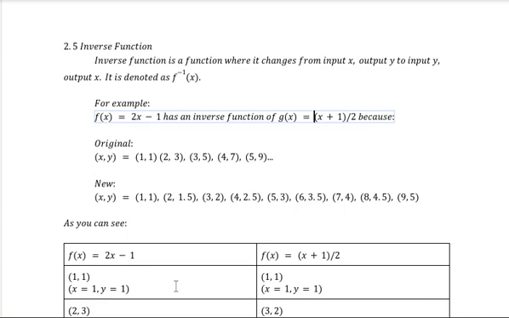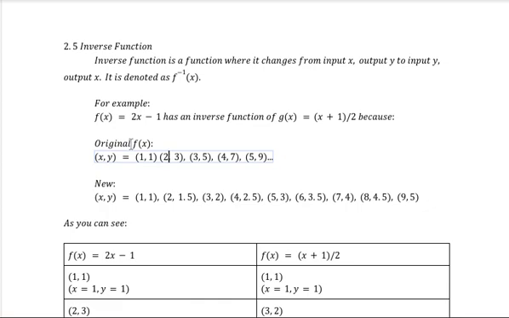Why? Let's first give out some values for f(x). For the original f(x), if you plug in x equal to 1, y will be 2 times 1 minus 1, so it's 1. If you plug in x equal to 2, y will be 2 times 2 minus 1, which is 3. If you plug in 3, y will be 2 times 3 minus 1, which is 5. If you plug in 4, it is 2 times 4 minus 1, which is 7. If you plug in 5, it is 2 times 5 minus 1, which is 9.